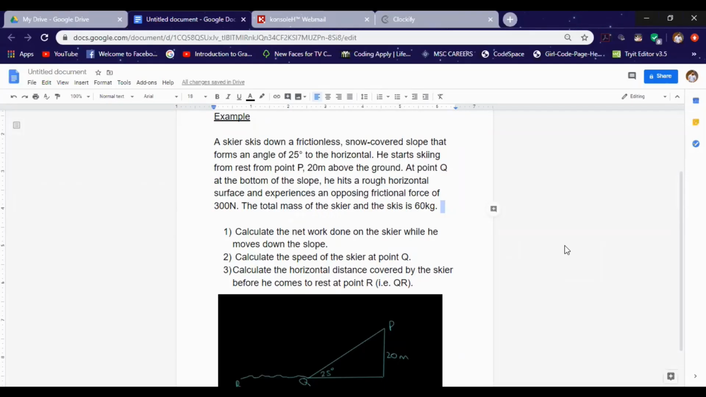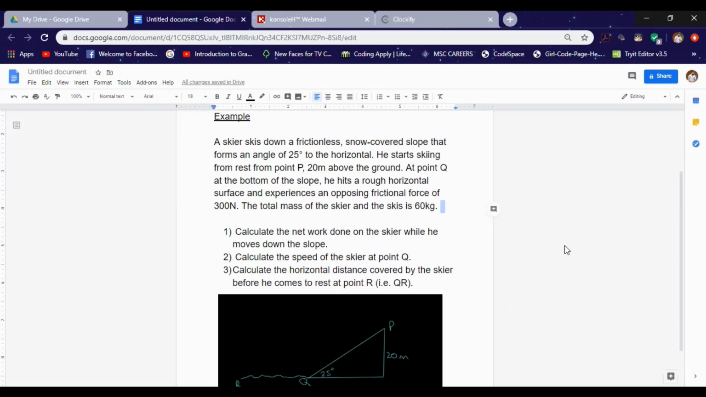Nice little question that we're just going to go through from last week. It reads: a skier skis down a frictionless, snow-covered slope that forms an angle of 25 degrees to the horizontal. He starts skiing from point P, 20 meters above the ground, to point Q.